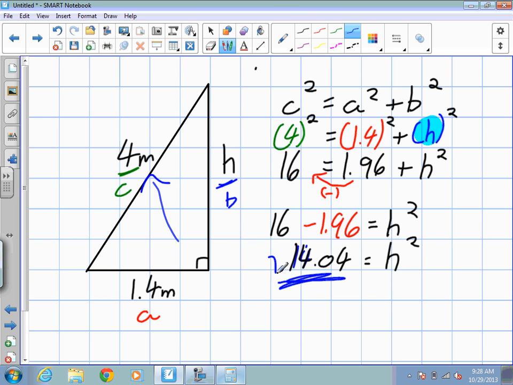And what is it, Travis? 3.7? 3.75? Excellent. So the height of this triangle is 3.75. Does that make sense compared to the hypotenuse? Yes, because it's less than the hypotenuse, therefore it works.